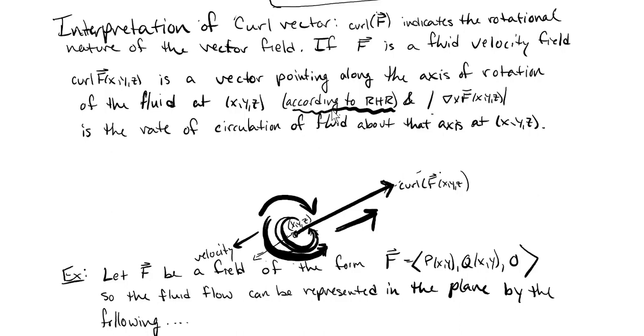And we should mention the magnitude of that vector also has some significance. It is the rate of circulation of fluid about that axis. Right, so a big magnitude, a long vector here, means the fluid is rotating very quickly around that axis at the point x, y, z.